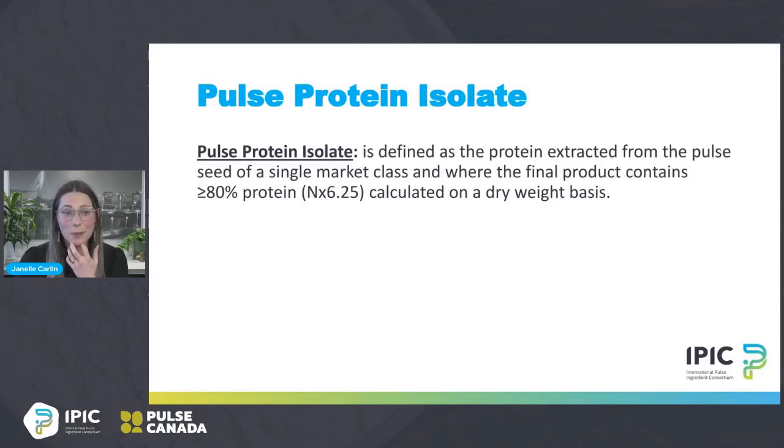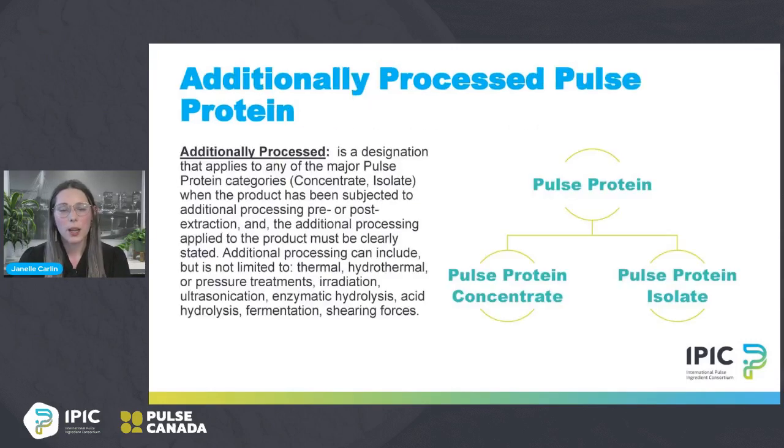So moving on here, pulse protein isolates. This is defined as the protein extracted from a single market class of pulses with a greater than 80% protein content. Similar to the flours, here we have a specification of additionally processed pulse protein, where this is just an additional designation where you have to clearly state whether there's been additional processing applied pre or post extraction. As an example here, for a pulse protein isolate, we might have a hydrolyzed yellow pea protein isolate.